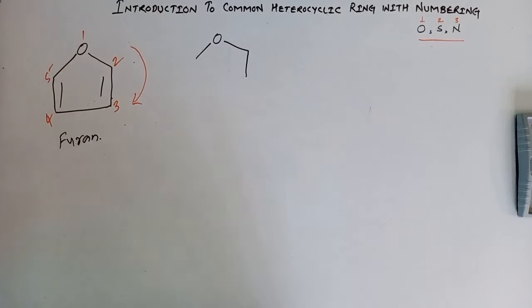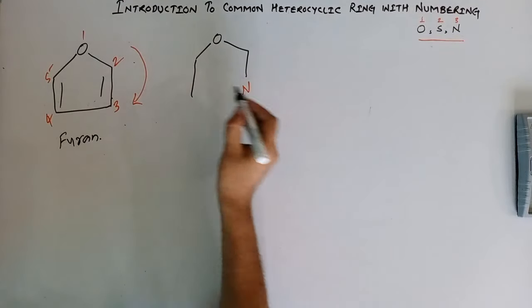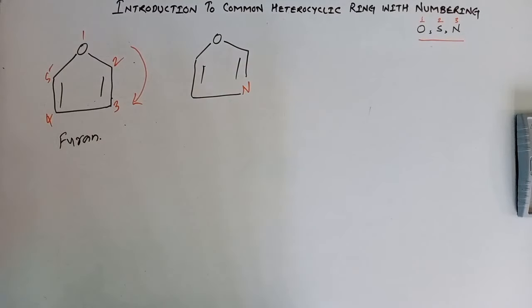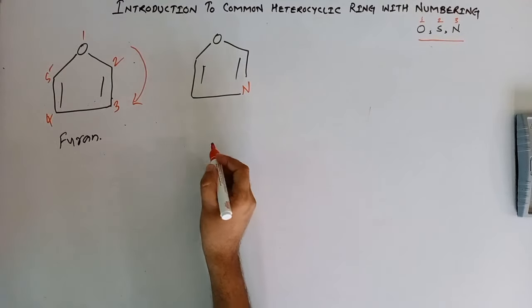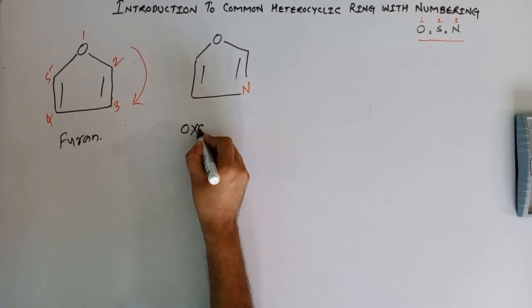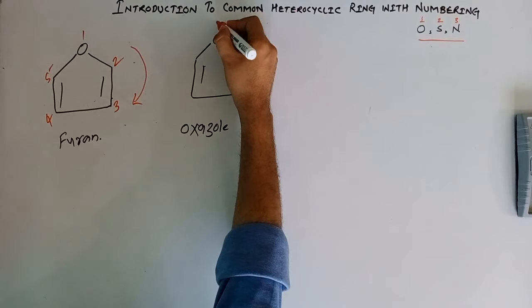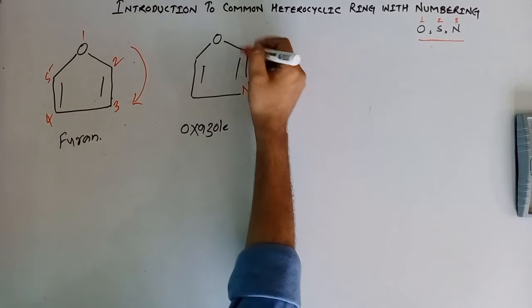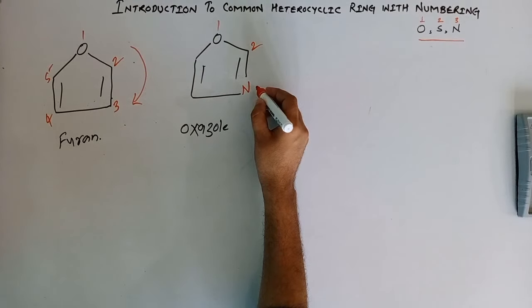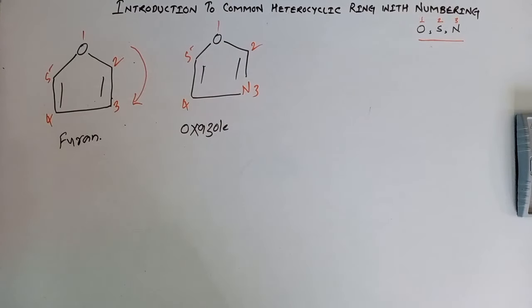Now if this furan ring has nitrogen at the third position, then the structure so obtained is like this. This structure is known by the name oxazole. Numbering again: there are two heteroatoms, oxygen and nitrogen. First priority is given to oxygen, then in the cyclic molecule clockwise direction 2, 3, 4 and 5.